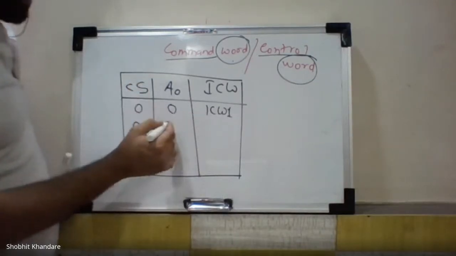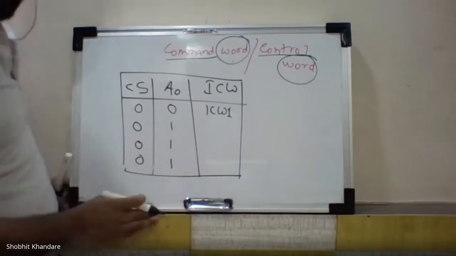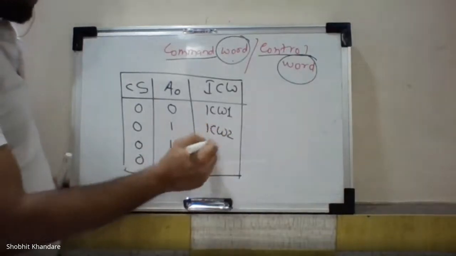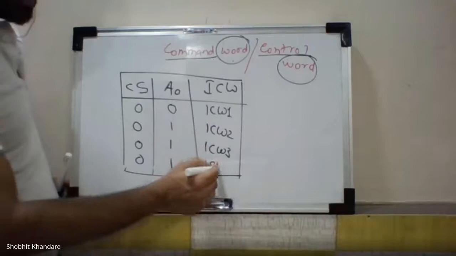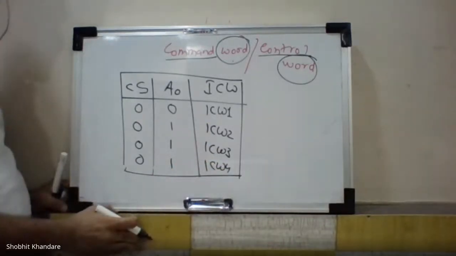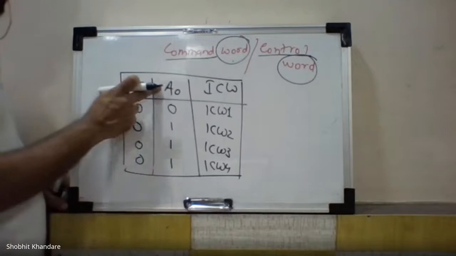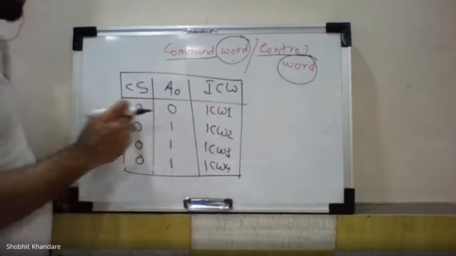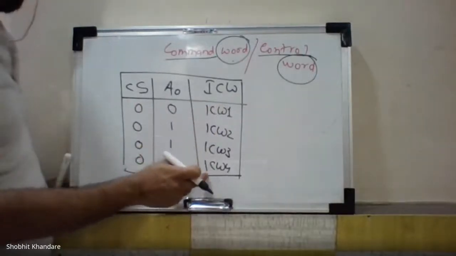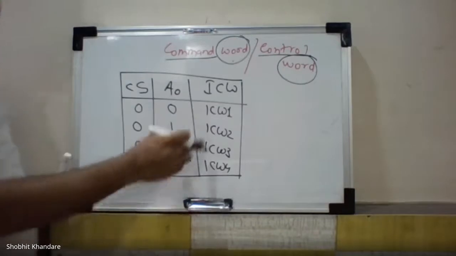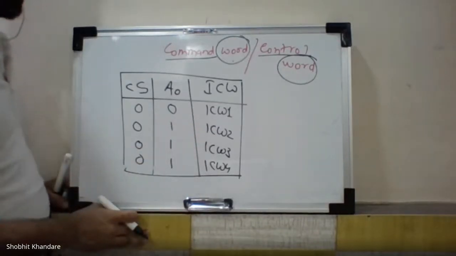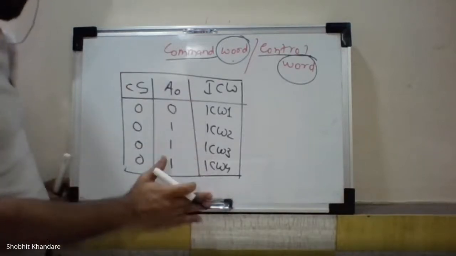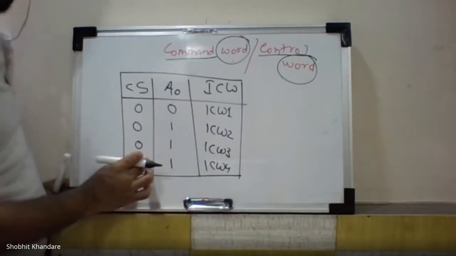And other than this, when A0 is equal to 1, then your ICW2, ICW3 and ICW4 will be sent. So always remember, when A0 is 0, in that case only ICW1 will be sent. In all other cases, ICW2, ICW3, ICW4 will be selected and sent. That command word will be sent to 8259. How these selections happen, we'll see later on, but try to understand this table. This table is important, and all the time your CS should be 0.